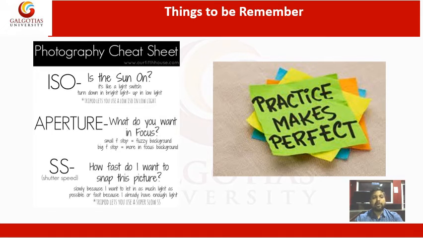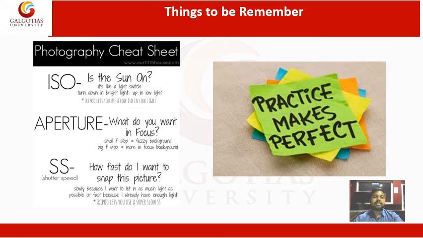Second one is aperture. Aperture means what you want in focus. If you want to focus on a single subject, then you have to use shallow depth of field. That means you have to use a broader or wider opening of the aperture. But if you want to capture the whole frame in focus, then you have to use a smaller aperture, that means a higher f number. So it tells you what you want in focus.